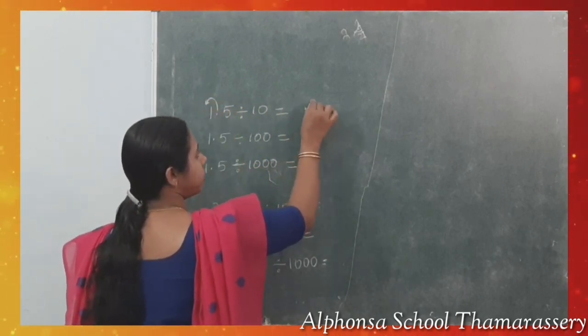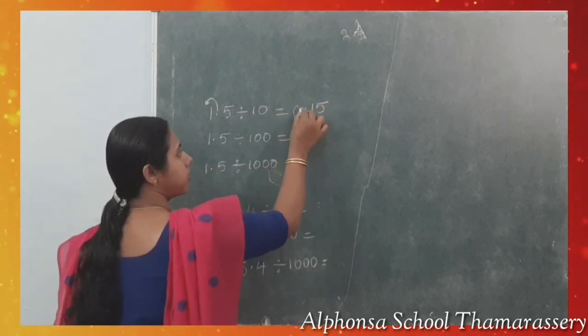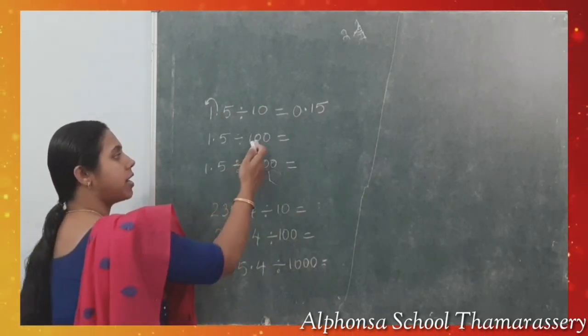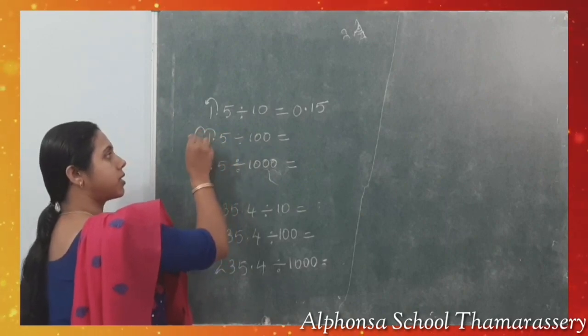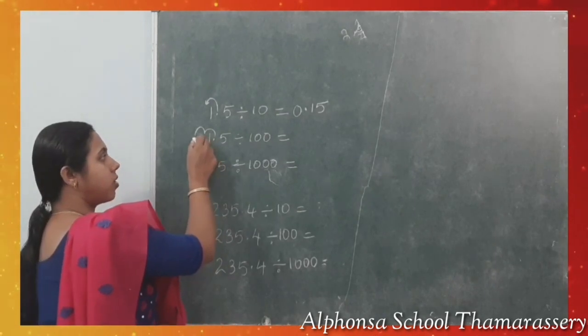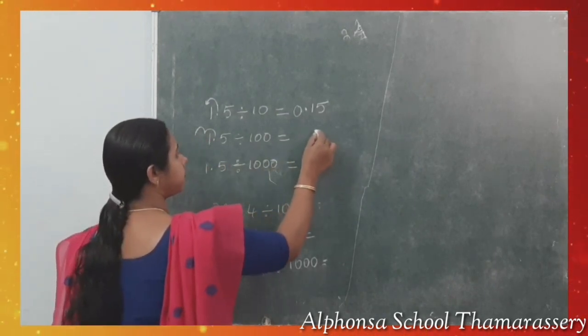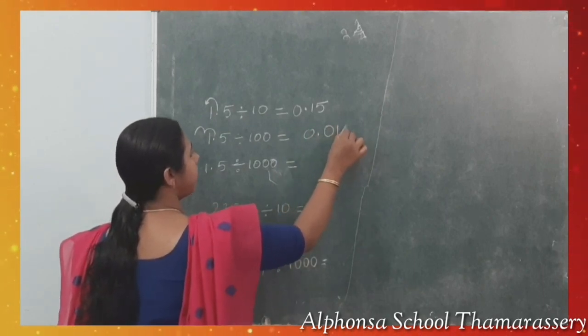So 0.15. That means there is no whole number part. You can put the 0. Now dividing by 100, there are 2 zeros, so the decimal point will move 2 places to the left. But here there is only 1 digit. There is no second digit, so you should put the 0. So it will be 0.015.